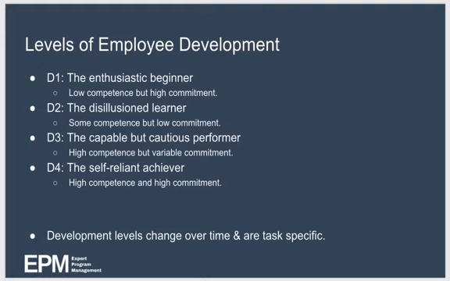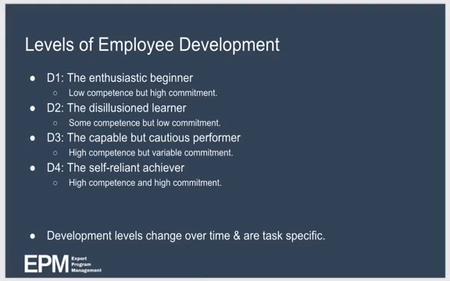Next, we have D3, the capable but cautious performer. Now, here your subordinate has high competence, but variable commitment. Your subordinate is more capable of performing the task than at the D2 level, but for whatever reason, they're unwilling or lack the confidence to perform the task.